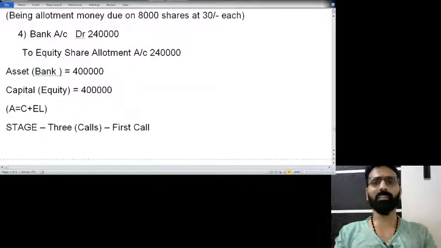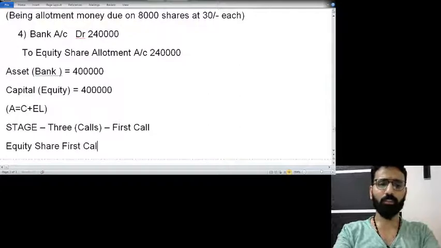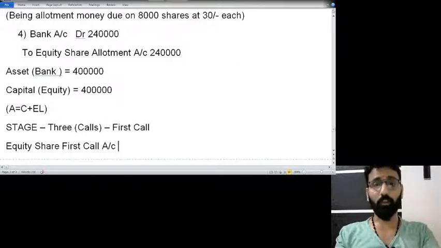Say maybe after 2 months of allotment, the company needs money and it made a call. So what is the entry? Equity share first call account, 25 rupees into 8,000. What is 25 rupees of 8,000? It is 2 lakhs.